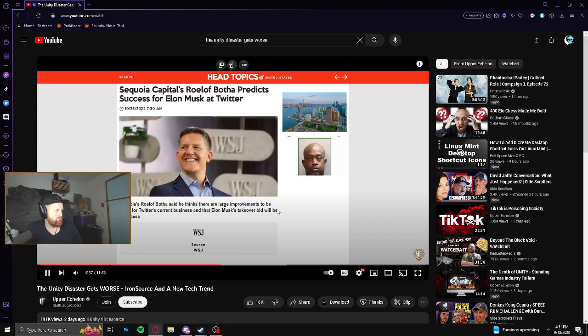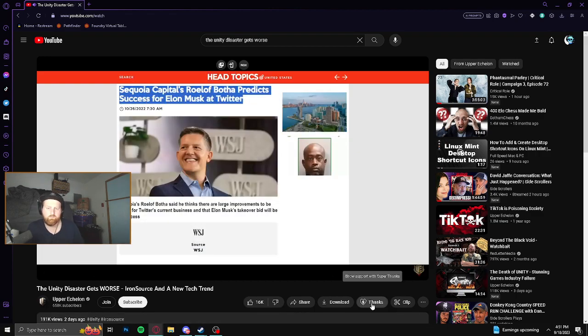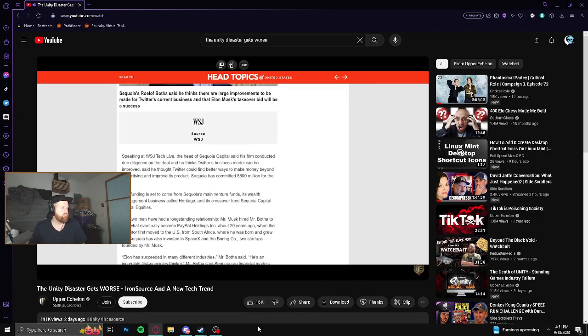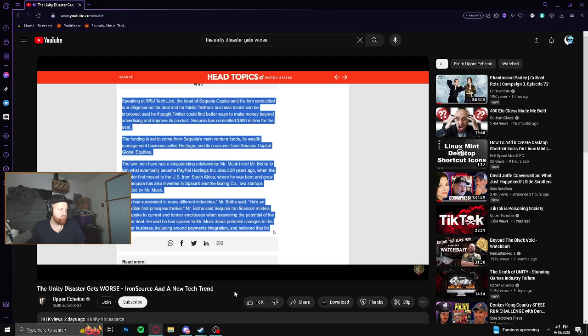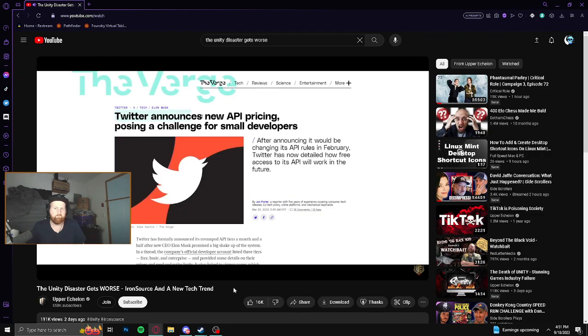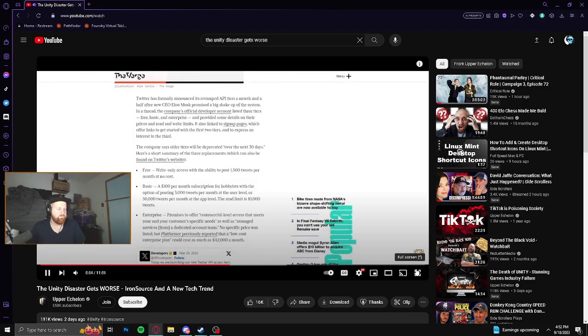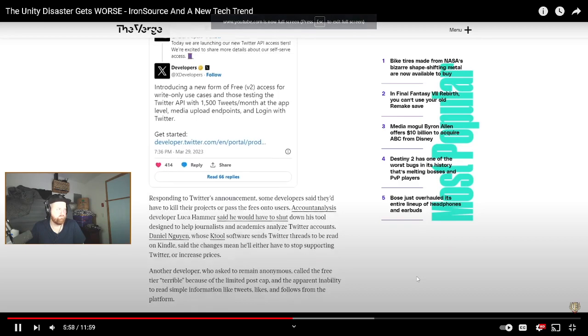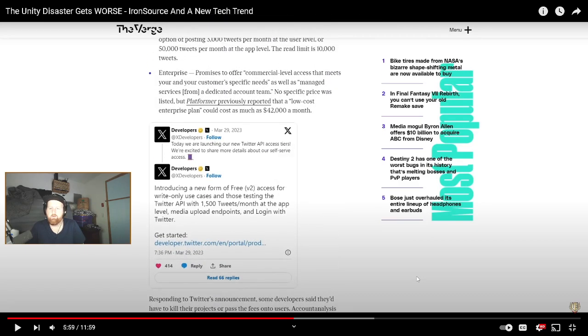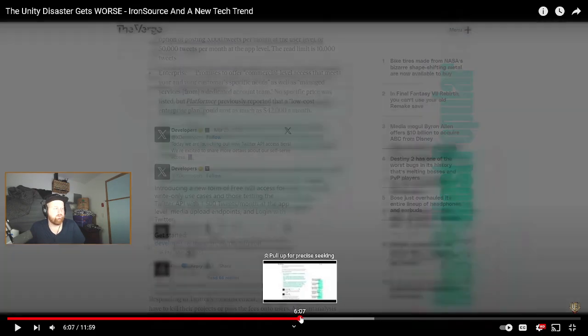Both was predicting success, quote unquote, for Elon Musk at Twitter, stating that his firm, Sequoia Capital, conducted due diligence and the business model can be improved. But let's expand on that comparison. See, Twitter actually made radical changes to their API pricing model not long after Elon's takeover, and those changes are not dissimilar to those of Unity. Very interesting. Twitter's business model has changed, similar to what Unity was trying to do.